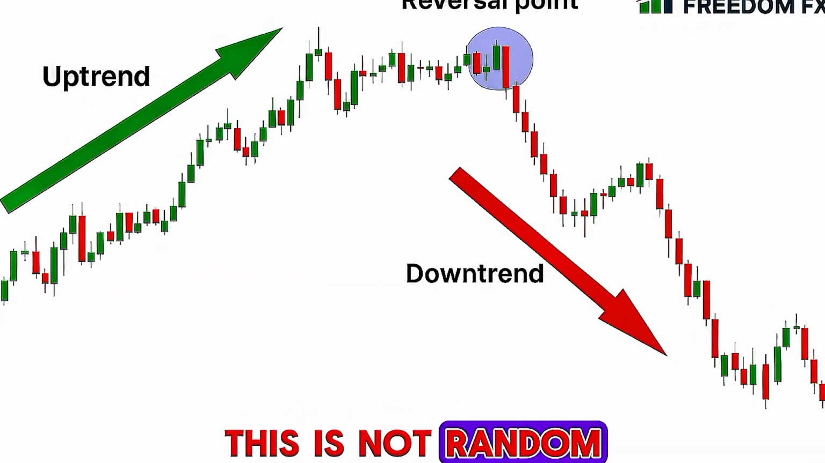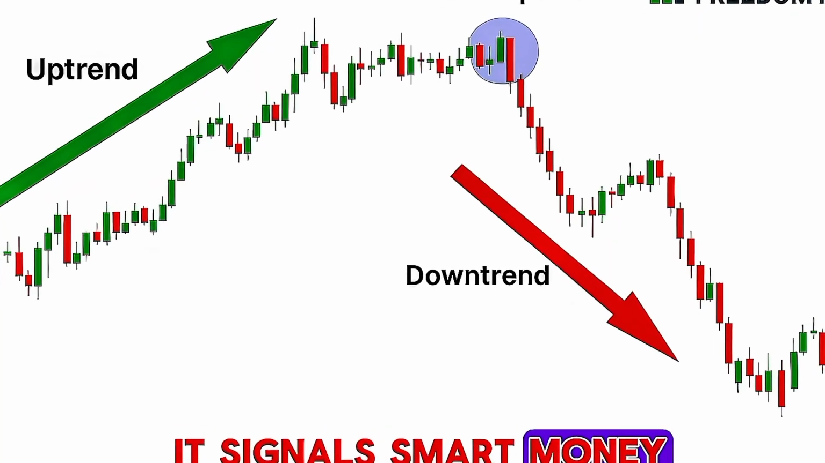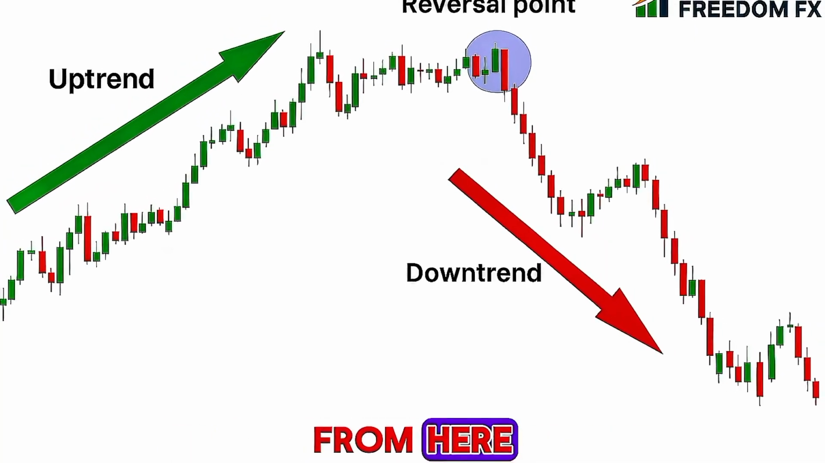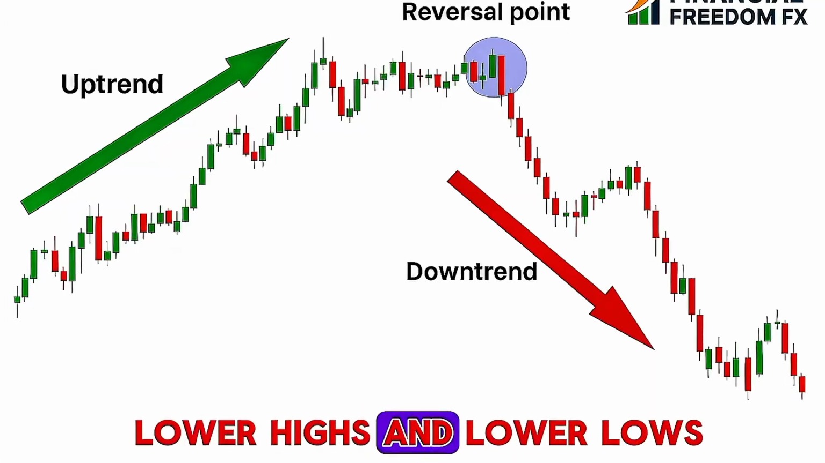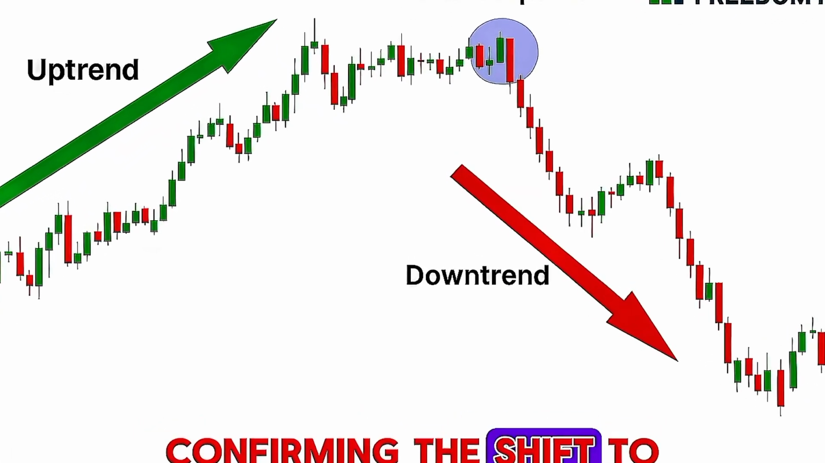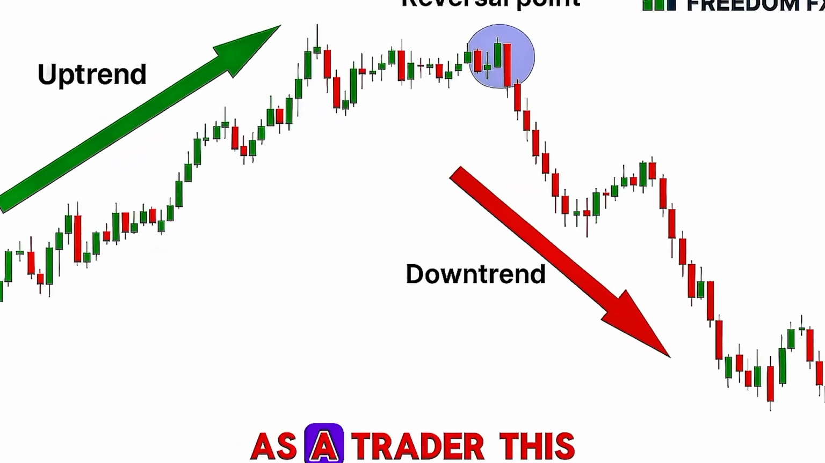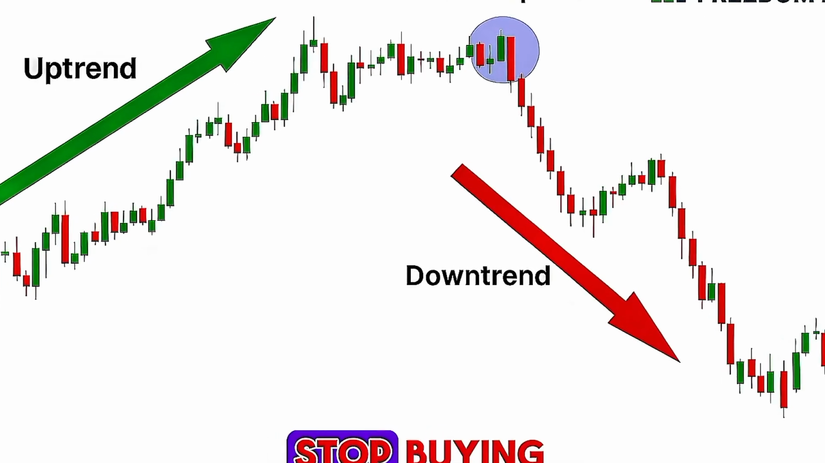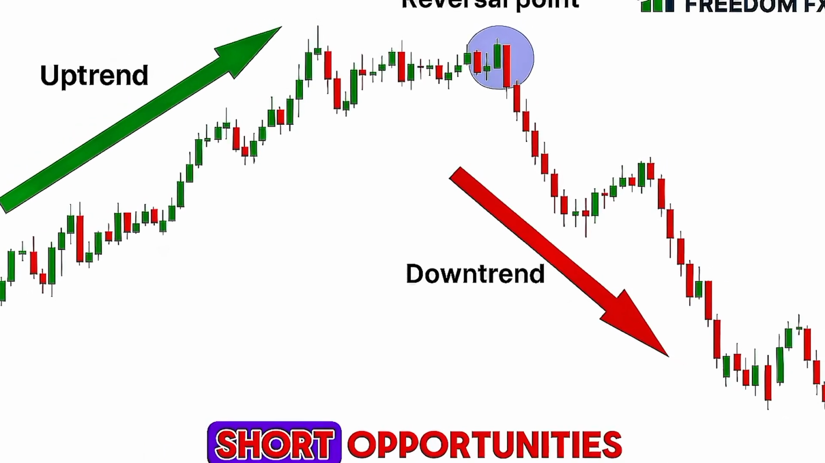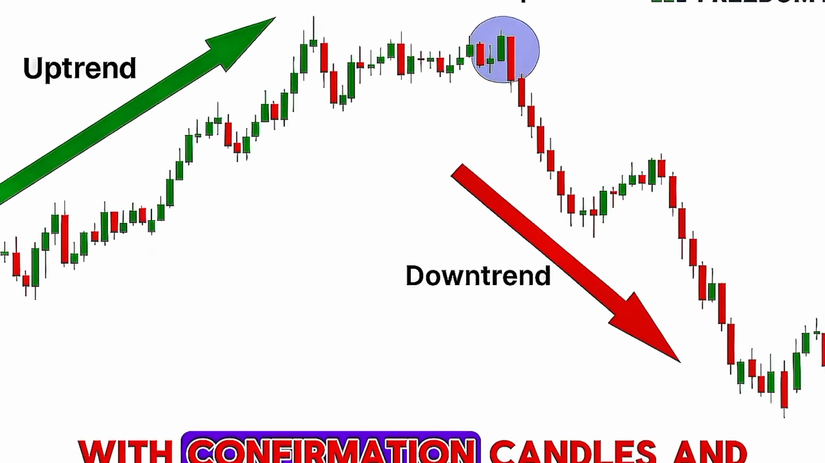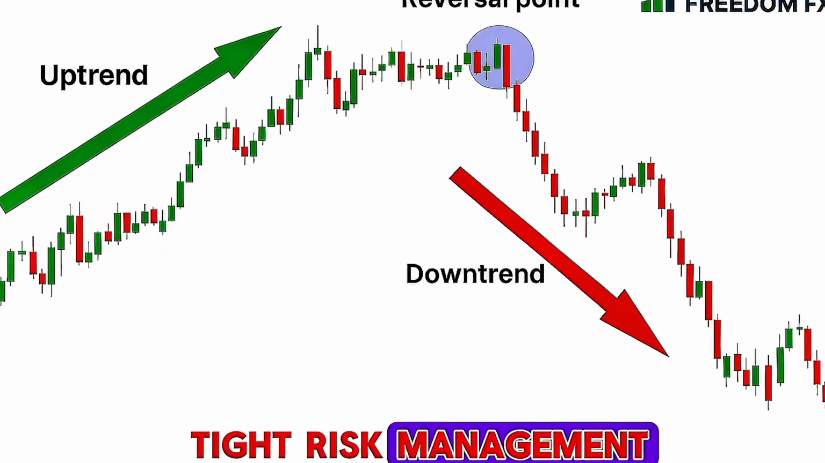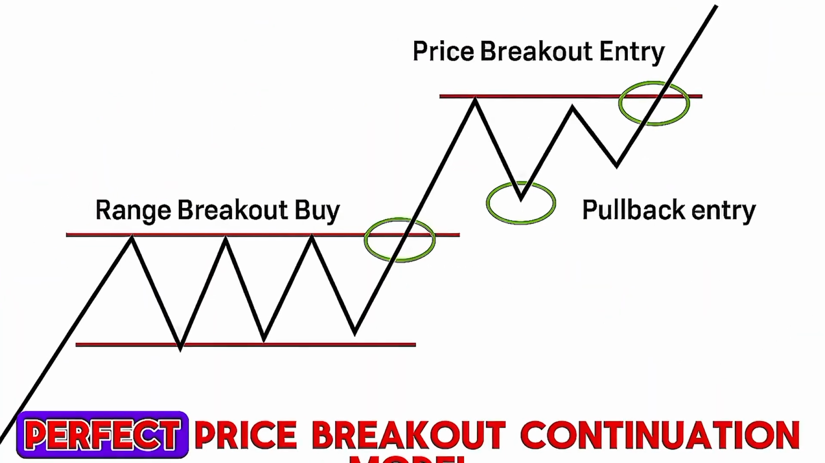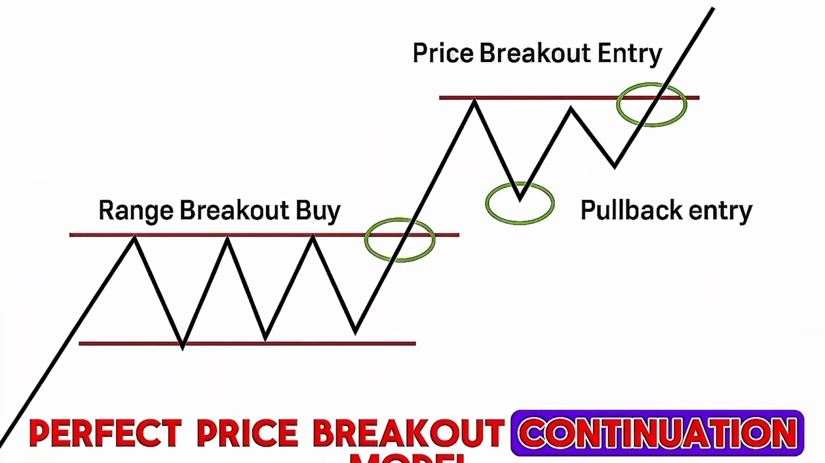This is not random. It signals smart money is exiting. From here, the price starts forming lower highs and lower lows, confirming the shift to a downtrend. As a trader, this is your cue to stop buying and start preparing for short opportunities with confirmation candles and tight risk management. Here we see a perfect price breakout continuation model.